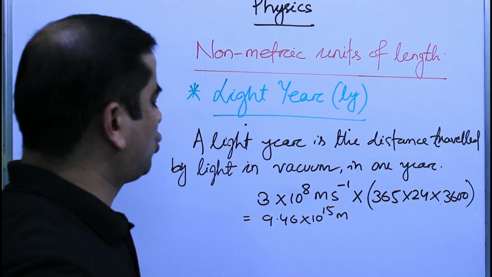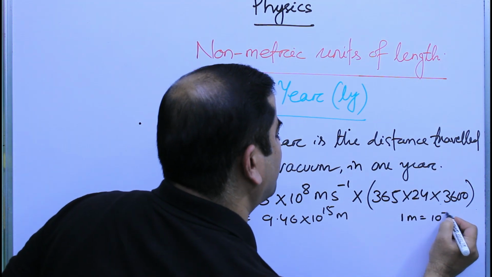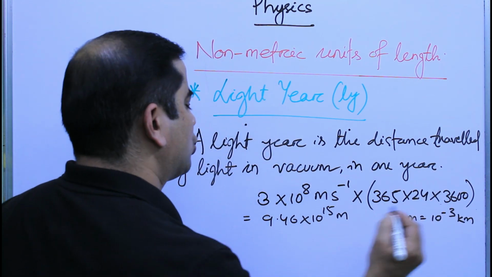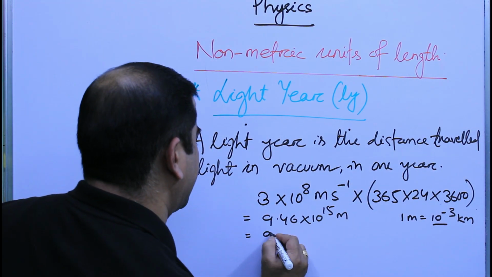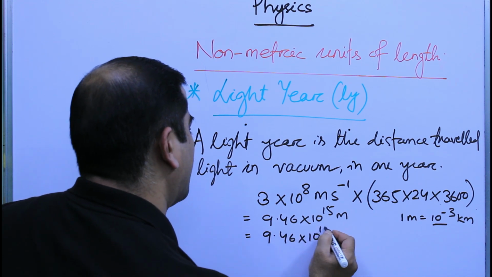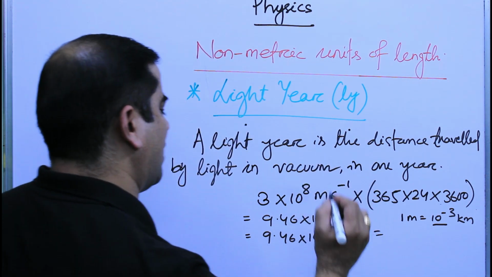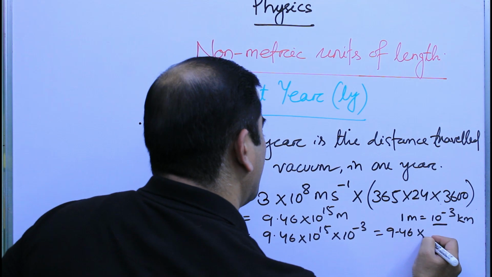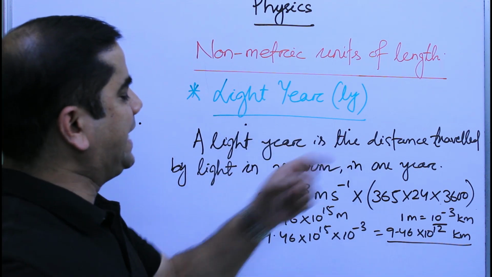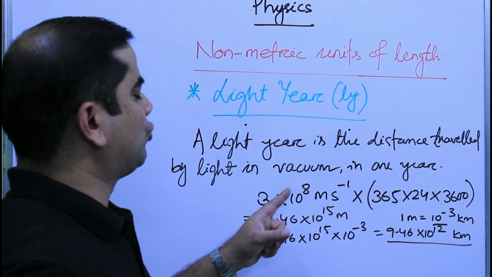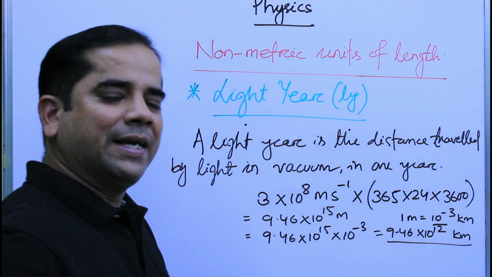So let us convert it into kilometers. 1 meter is equal to 10 to the power minus 3 kilometer. So to convert it into kilometer, we need to multiply it with 10 to the power minus 3. That gives us 9.46 into 10 to the power 15 into 10 to the power minus 3. So 15 plus minus 3, that is 12. So 9.46 into 10 to the power 12 kilometer. So the value of light year is 9.46 into 10 to the power 15 meter, or it is 9.46 into 10 to the power 12 kilometer.